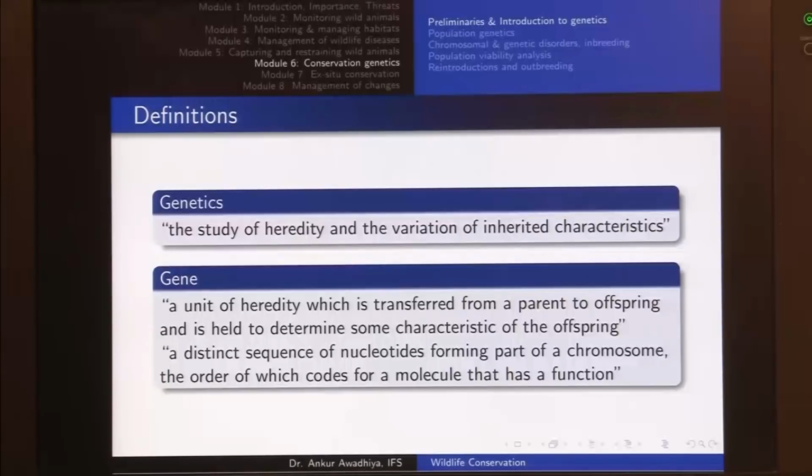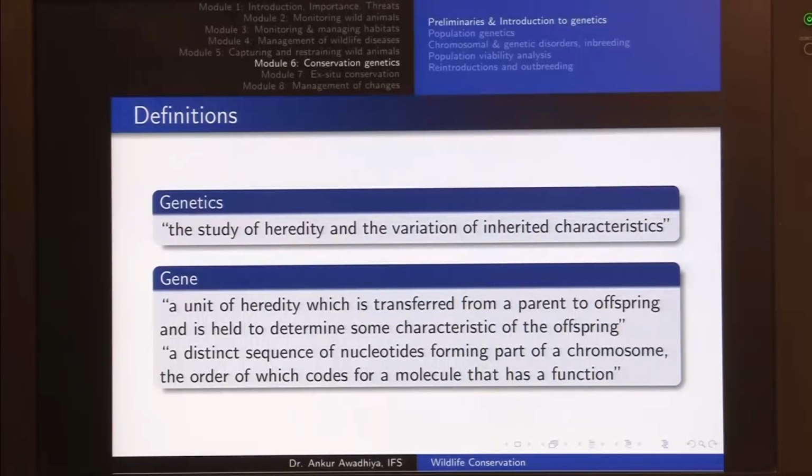A gene, on the other hand, is a unit of heredity which is transferred from a parent to offspring and is held to determine some characteristic of the offspring. So when we talk about all of these different characteristics, such as height, we will say that there could be a gene for height, because of which this character of height becomes an inherited character. Whether a child has curly hair or straight hair, we would say that there must be a gene that is determining whether the hair is curly or straight, because of which this is being transferred as an inherited characteristic. So a gene is the unit of heredity.